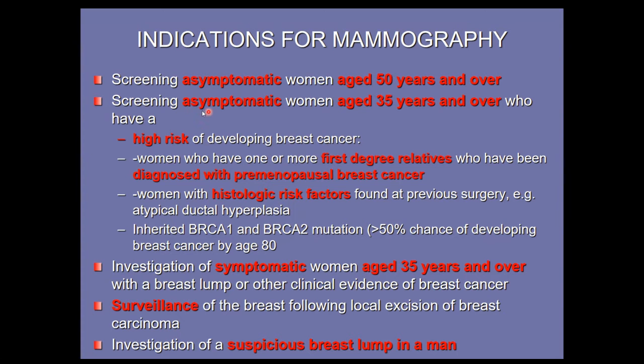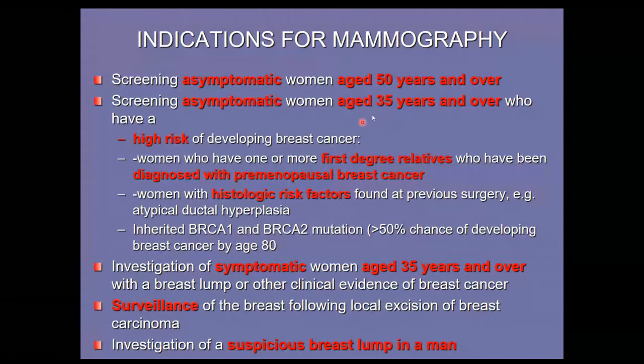And females who are 35 years and above, and they are asymptomatic, but they have a high risk of developing breast cancer. Who are these women? Number one, who has first degree relatives in the family who have breast cancer. Like her mother had breast cancer, her sister had breast cancer. So if there is any history, we have to start mammography as early as 25 years of age, because there is increased incidence.